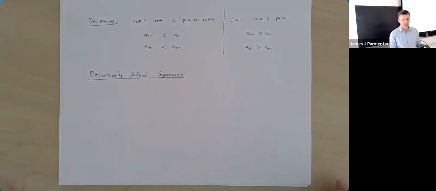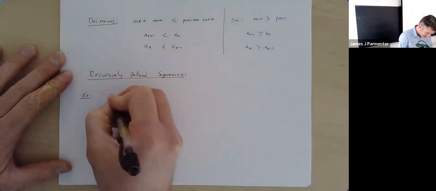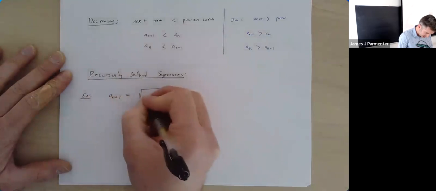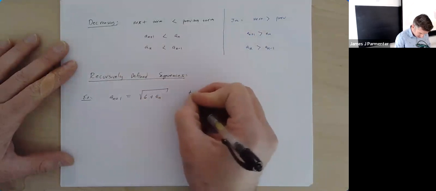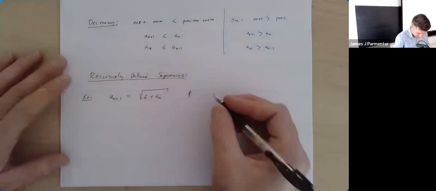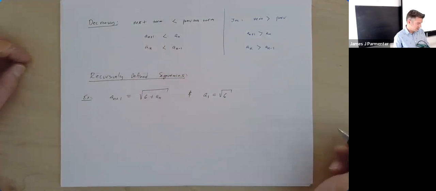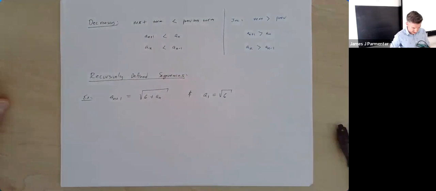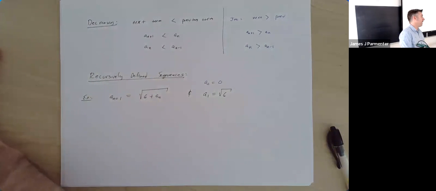Recursively defined sequences are kind of funny because you essentially have to know at least one previous term to get the next one. Let's look at this example. Let's say we have a sub n plus 1 equal to the square root of 6 plus a sub n. You can't just have the recursively defined sequence, you also have to have a starting place. So we're going to start with a sub 1 equal to the square root of 6. I guess I could have started even further back and said a sub 0 equal to 0. Could have done that if you really wanted to.